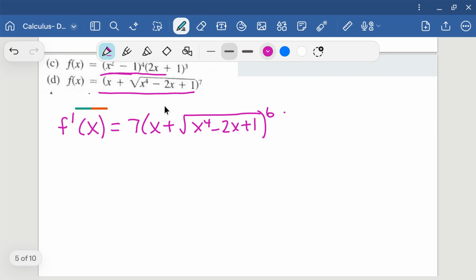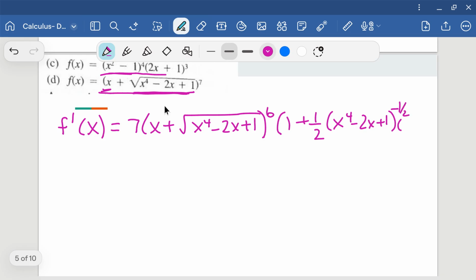And now I have to multiply by the derivative of the inside. So the derivative of x by itself is just 1. And then if I rewrote that as an exponent, it would be 1/2. And then I would multiply that by what we have within, x^4 minus 2x plus 1. And then I'd have to subtract 1 from the exponent, which is negative 1/2.